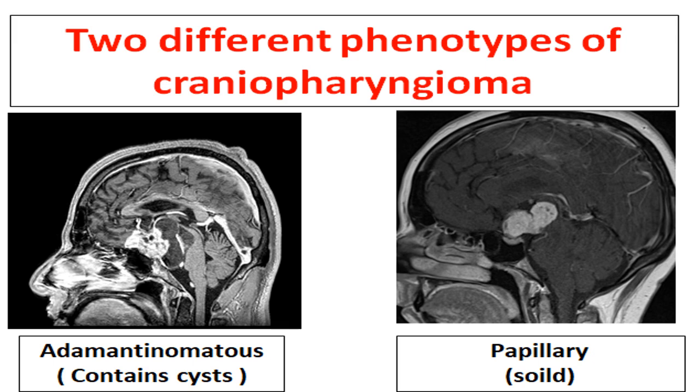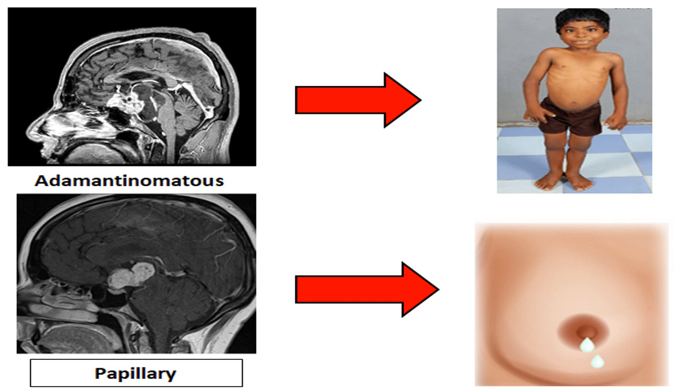The common presentation of both of them includes visual disturbances, which is the most common and the earliest presentation. Also cognitive impairment, personality changes, and obstructive hydrocephalus occur. But regarding the endocrinal disturbances, there is a little difference. The adamantinomatous type is associated with growth hormone deficiency in most cases, about 75%, while the papillary type is usually associated with hyperprolactinemia. Diabetes insipidus usually occurs in the adamantinomatous type.